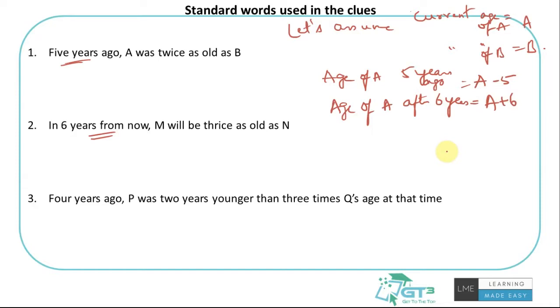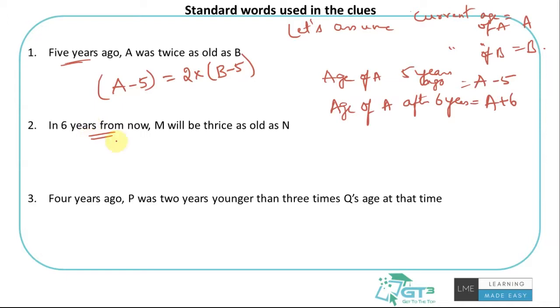Don't use A everywhere. Current age of A is different from A's age 5 years ago. If I say current age of A is A and B is B, that's what we assumed. A was twice as old as B basically means 5 years ago A was A minus 5, equal to twice as old as B, that is B minus 5. A 5 years ago was A minus 5, B 5 years ago was B minus 5. So it should be written as A minus 5 is equal to 2 into B minus 5.